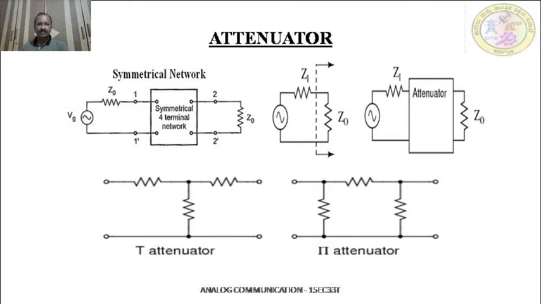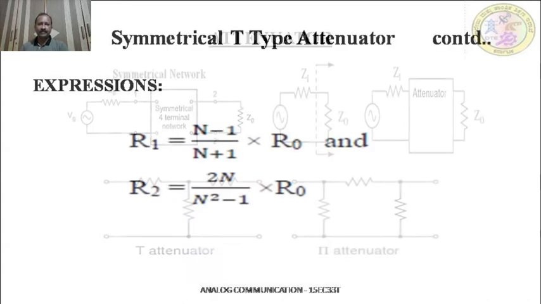Then there are the T-type attenuator and the pi-type attenuator. Already I explained: T-type means the series and shunt resistors are connected in the form of the letter T, so we call it a T attenuator. Resistor R1 and two R2s are connected in the form of the Greek letter pi. That type of circuit we call a pi-type attenuator.